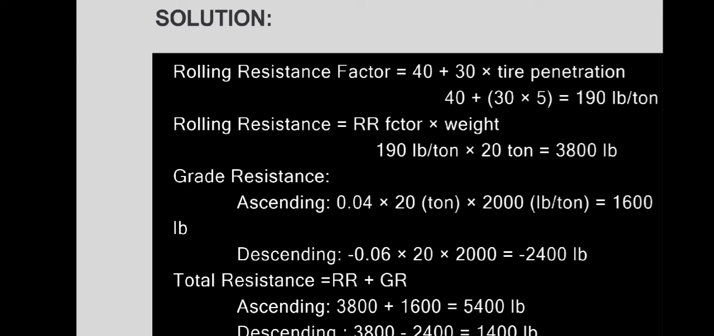The total resistance is equal to rolling resistance plus grade resistance. So in total resistance ascending, we have 3,800 plus 1,600 equals 5,400 pounds. And descending, we have 3,800 minus 2,400 equals 1,400 pounds.